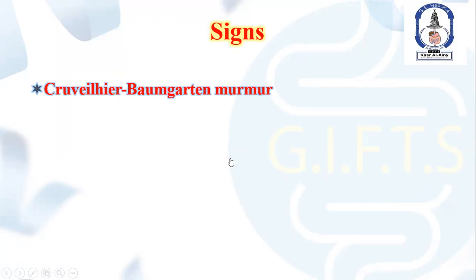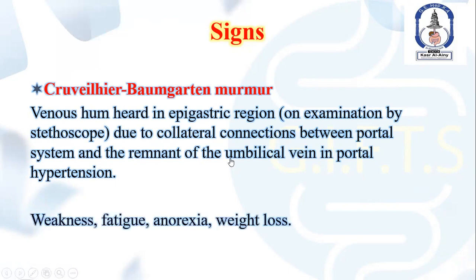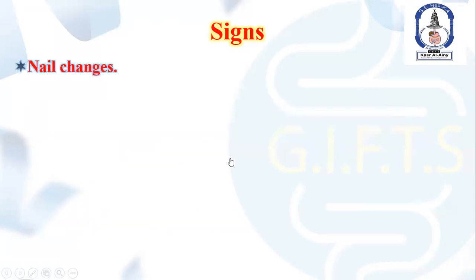Cruveilhier-Baumgarten murmur, which is the venous hum that we can hear in the epigastric region because of the turbulence of blood flow in the collateral connections between the portal and the umbilical vein, the ones that are causing splenomegaly, causing esophageal varices, causing the caput medusae. The collaterals that are opening in this area can be heard by the stethoscope as a venous hum in the epigastric region. And of course, other signs like weakness, fatigue, anorexia, and weight loss.